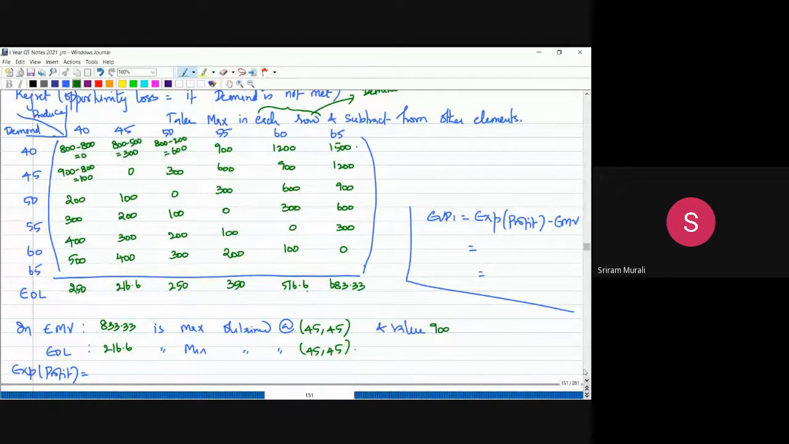What is the expected profit? It is given in the table. That is 800 into 0.10, 900 into 0.2, 1000 into 0.3.